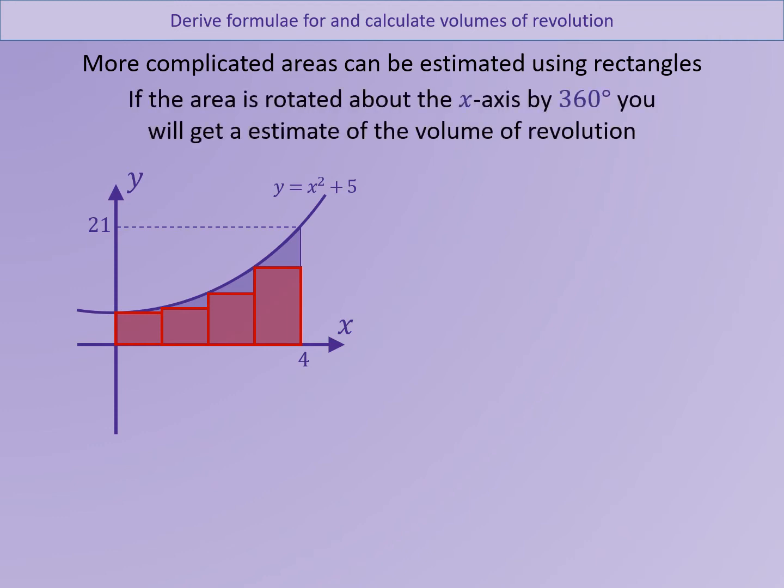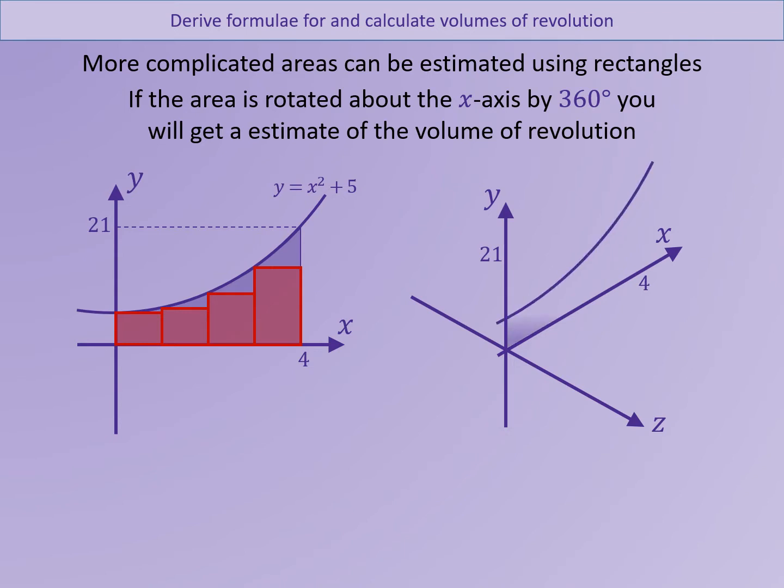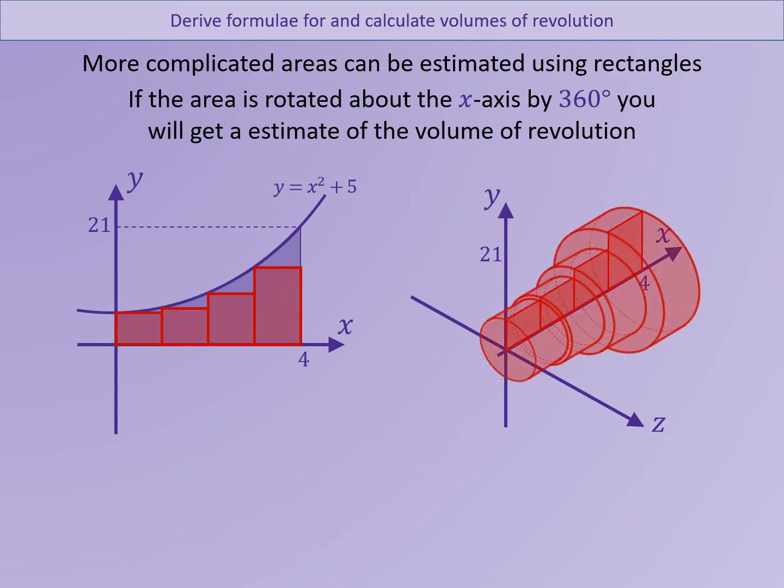So if we were to rotate this area about the x-axis 360 degrees, we would also get an estimate for the volume of revolution for the curve y equals x squared plus 5. That volume can be found by finding the volume of each cylinder separately and adding them together.